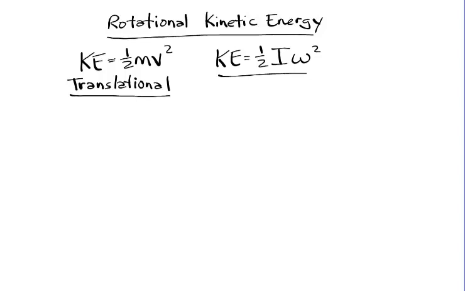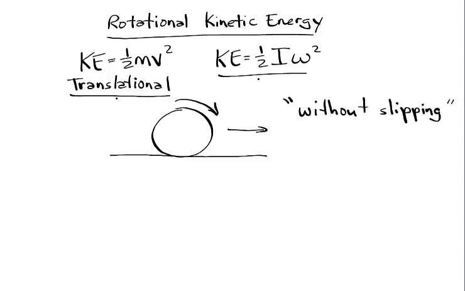One of the situations that you're going to come across is when an object rolls along the ground, moving and rotating at the same time. So in this situation, this object has both rotational kinetic energy and translational kinetic energy. The situation that we can deal with is when it rolls without slipping. The reason is because in this situation, our relationship between its linear speed and its rotational speed holds. If it's slipping, this does not hold.